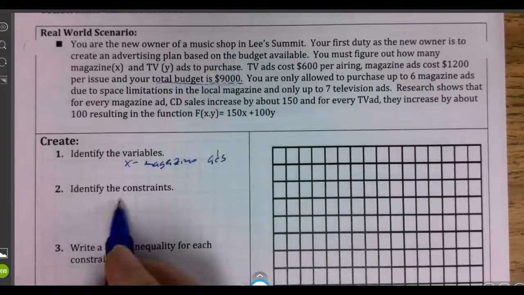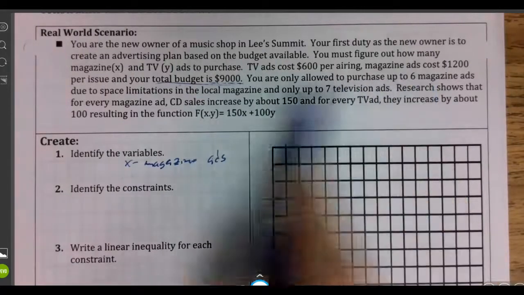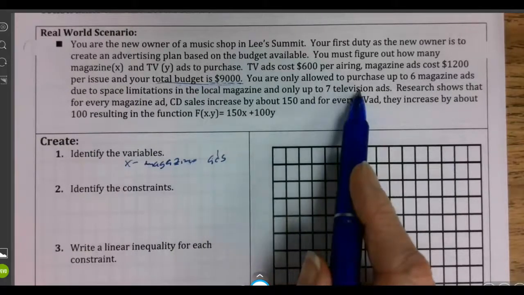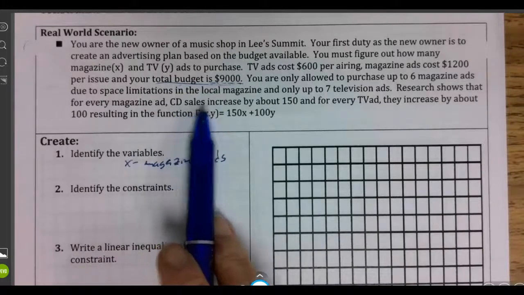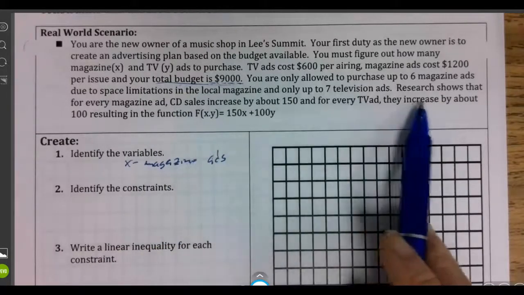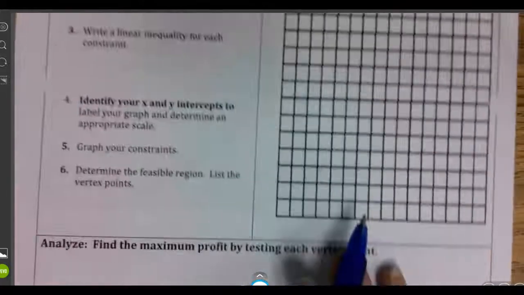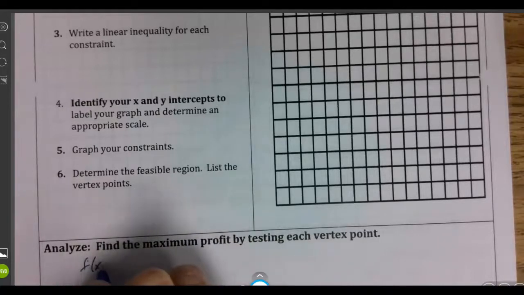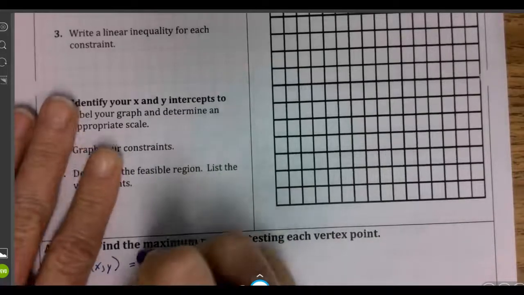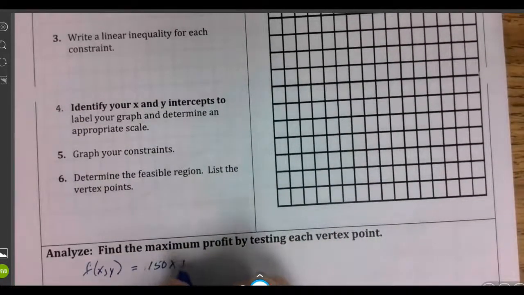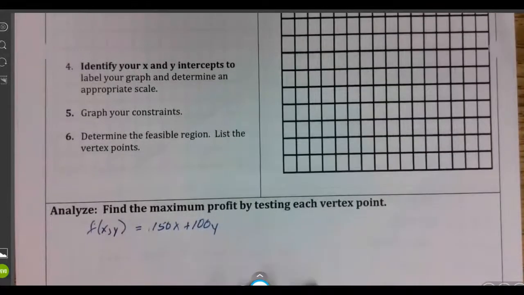So that would be part of your constraint. You're only allowed to purchase up to 6 magazines due to space limitations, and only up to 7 television ads for whatever reason. Research shows that for every magazine, CD sales increase by 150. For every TV ad, they increase by about 100, resulting in this function. Now this function just comes all the way down here. F of x is equal to 150x plus 100y. Okay, so that comes down here. That's the maximizing profit function.